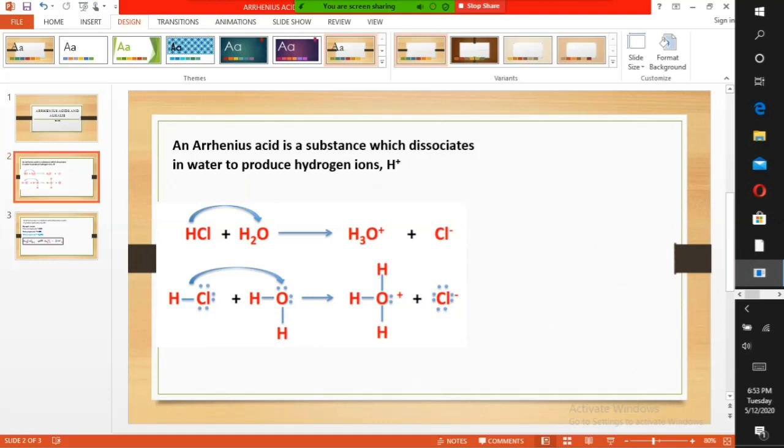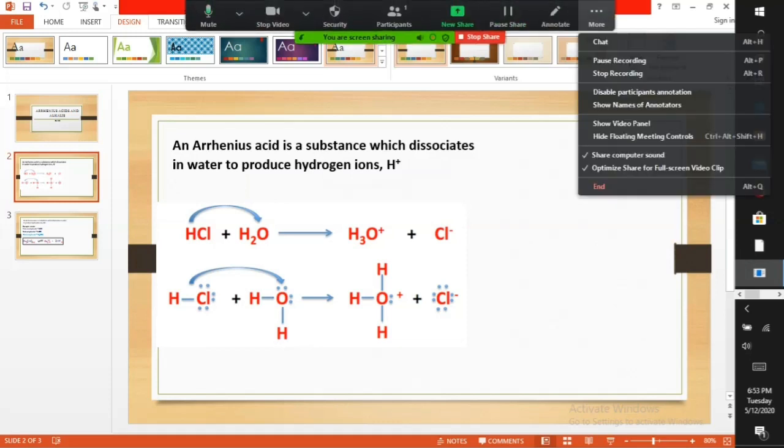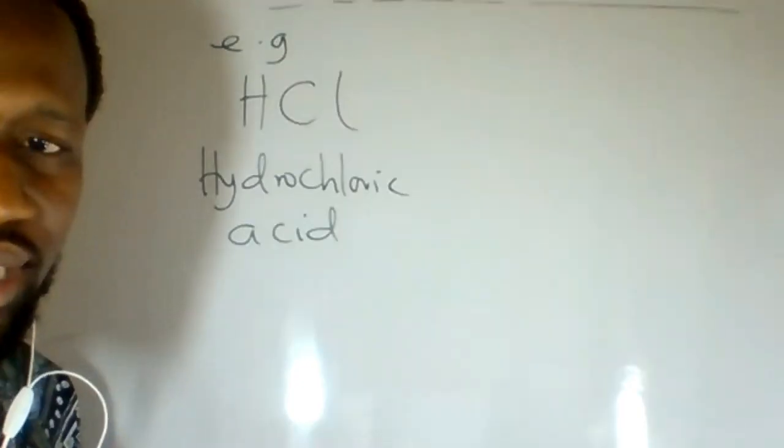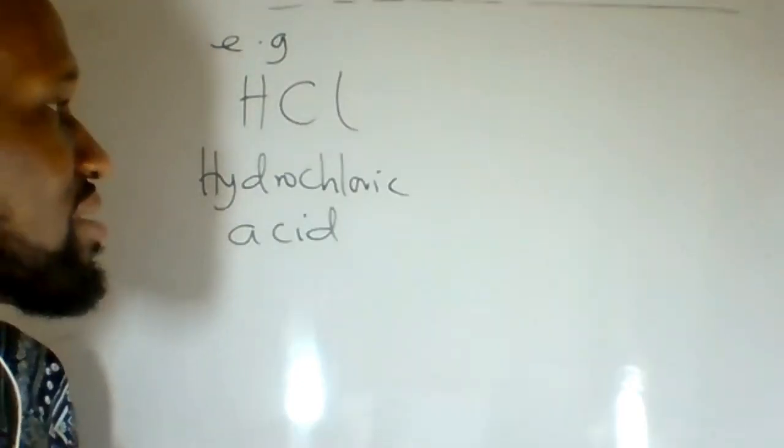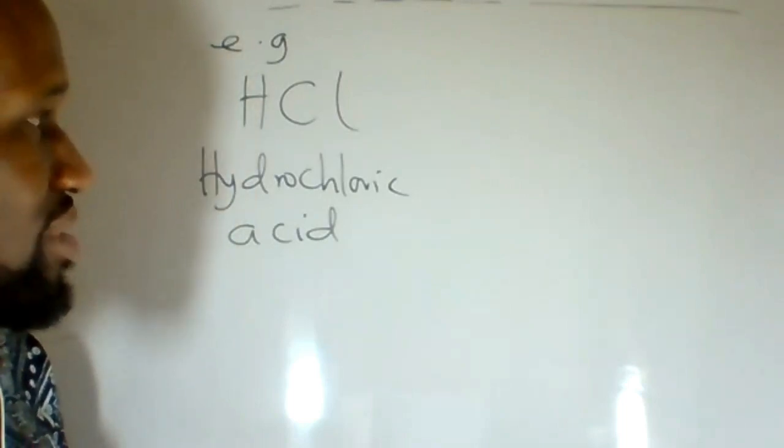An Arrhenius acid is a substance which dissociates in water to produce hydrogen ions. Any substance that, when dissolved in water, produces hydrogen ions is known as an Arrhenius acid. An example of an Arrhenius acid is hydrochloric acid.